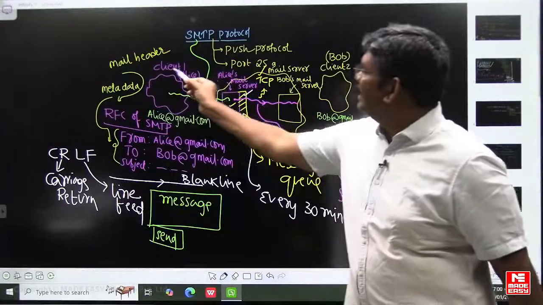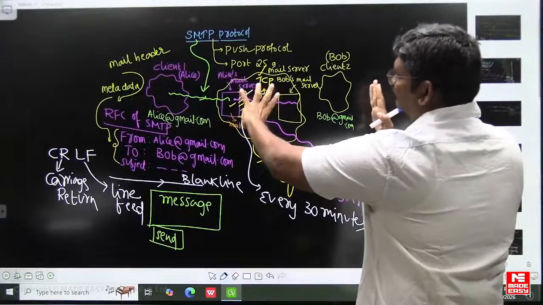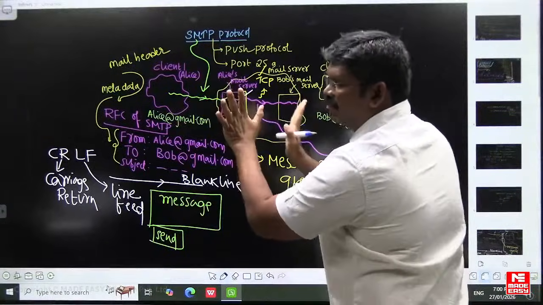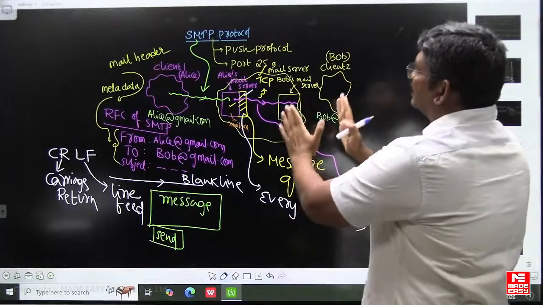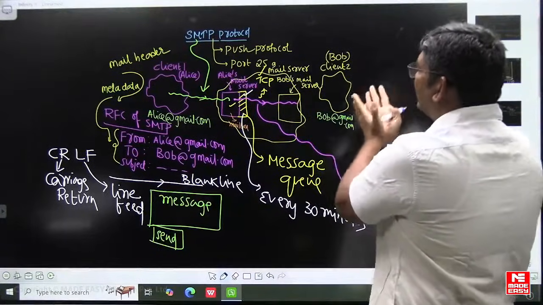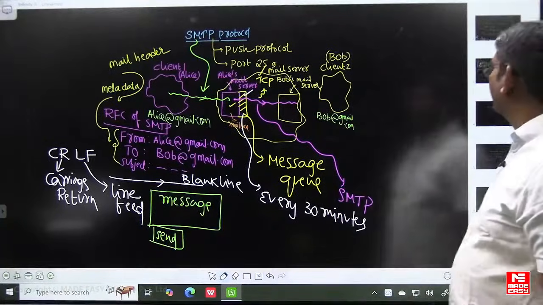So far I have explained this side. Now I am going to explain something. Around 15 questions I have explained based on this topic only, you can see. Now, how will the mail be retrieved from this particular Bob's mail server to this particular client called Bob, that I am going to explain.